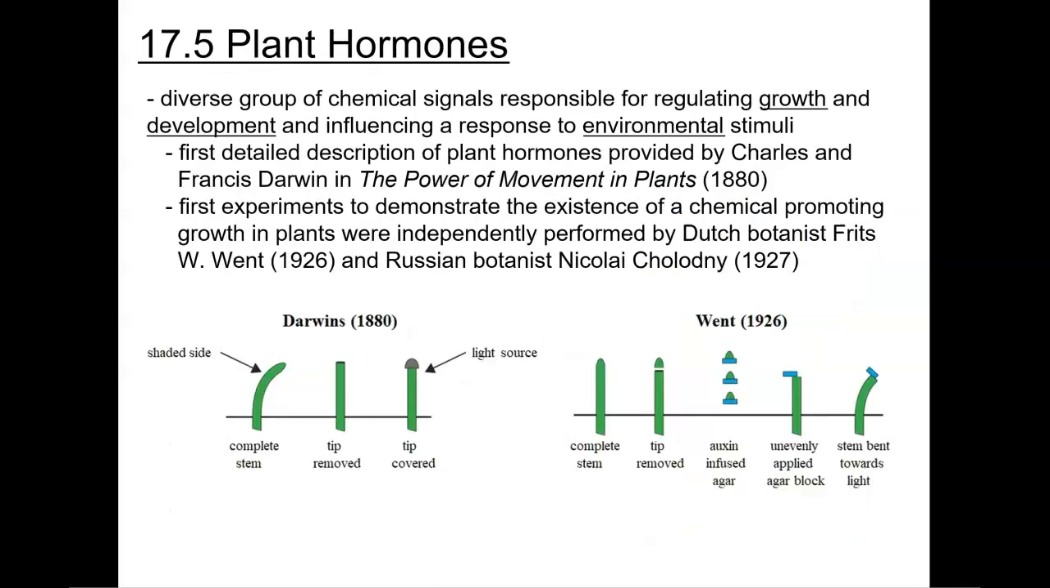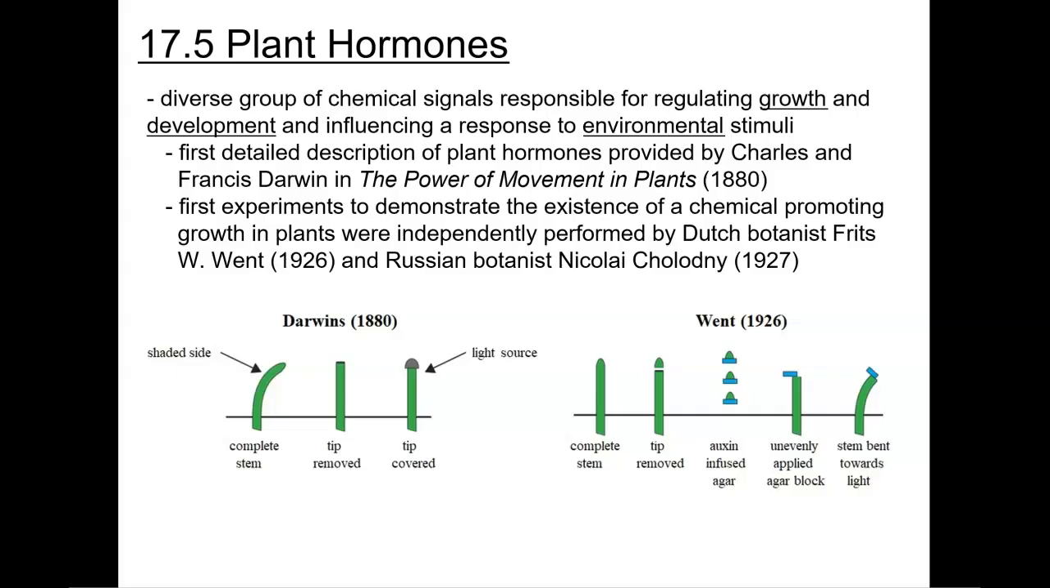Plant hormones are going to be very important. They are a diverse group of chemical signals responsible for regulating growth and development and influencing the response to environmental stimuli. Plant hormones were first detailed by Charles and Francis Darwin in The Power of Movement in Plants in 1880. The first experiments to demonstrate the existence of chemicals that promote growth in plants were independently performed by Dutch botanist Fritz W. Went in 1926 and Russian botanist Nikolai Cholodny in 1927.